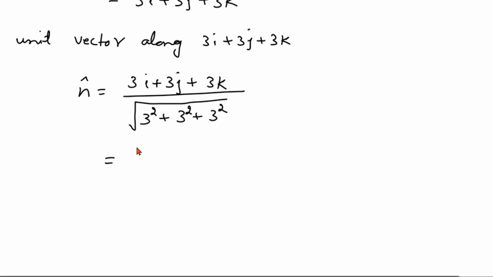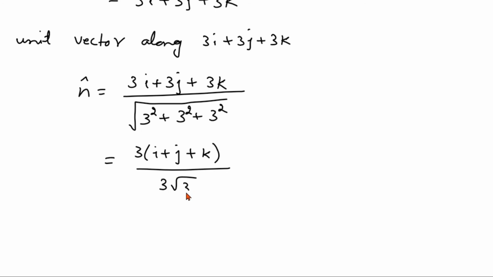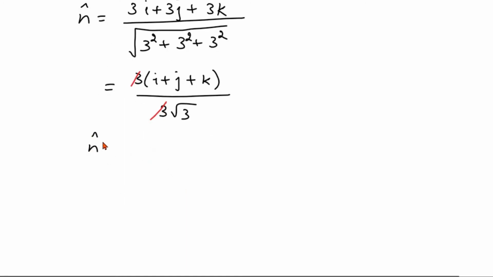Evaluating the denominator, I'm taking 3 common from the numerator: i plus j plus k, and the denominator is 3 root 3. So 3 and 3 will cancel out. You'll be left with n cap equal to i plus j plus k divided by square root of 3. n cap has been obtained.